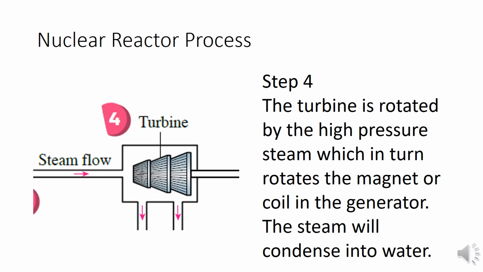The next step in the nuclear reactor process is, we know that the boiling water produces high pressure steam. Then the steam will channel into the turbine. The turbine will be rotated by the high pressure steam, which in turn rotates the magnet or the coil in the generator, and the generator will rotate and produce energy.